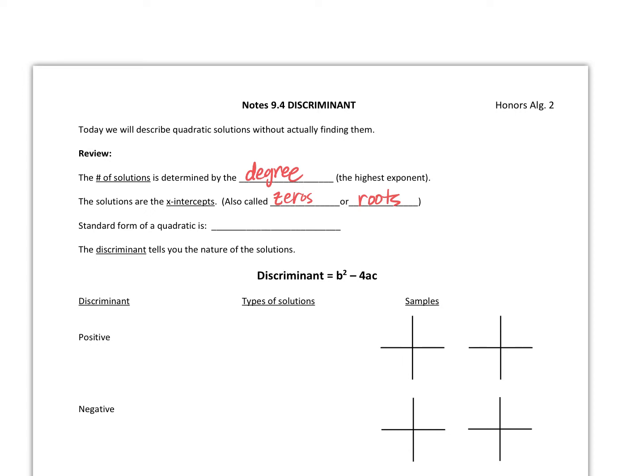And remember, the standard form of a quadratic is this. It says ax squared plus bx plus c equals 0. So your exponents go downhill, the descending order. Now, in Algebra 1, you should have seen at some point the quadratic formula. So let me remind you what that looks like.